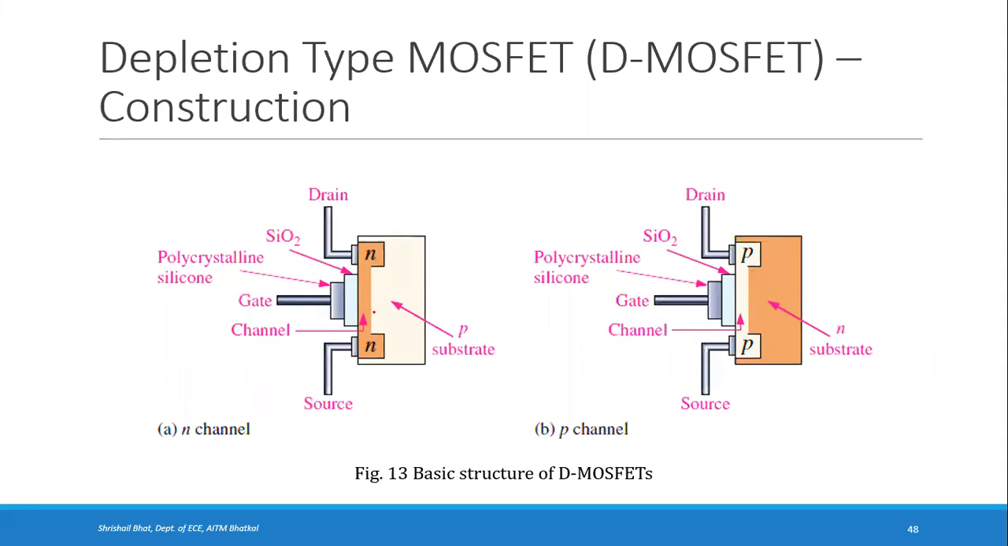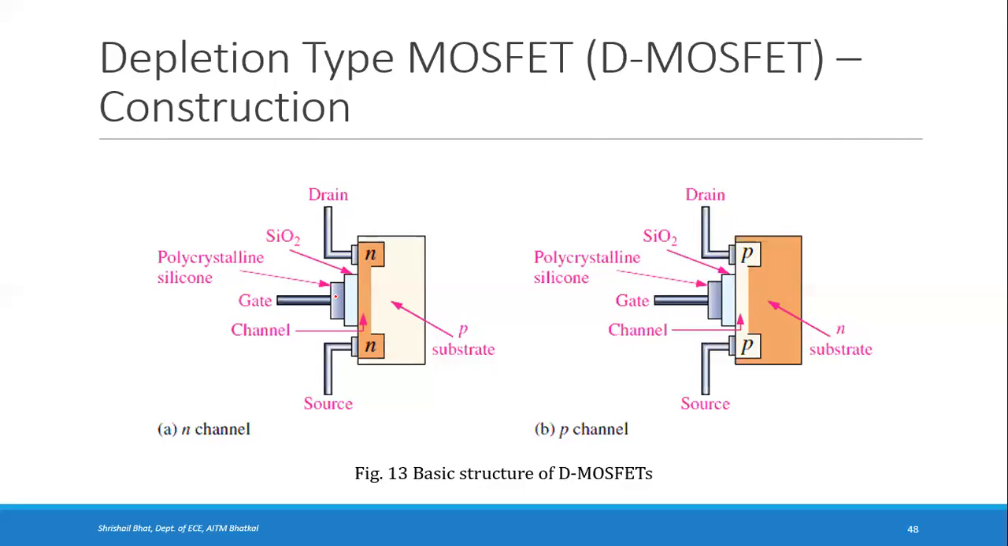Unlike E-MOSFET, in D-MOSFETs, the channel is already there. When it is constructed itself, the channel is already there. Just all things are same. Okay, so in N channel D-MOSFET, the substrate is of P type. In a P channel D-MOSFET, the substrate is of N type. Here N type regions are diffused and the channel is of N type. Here P type regions are diffused and channel is of P type.